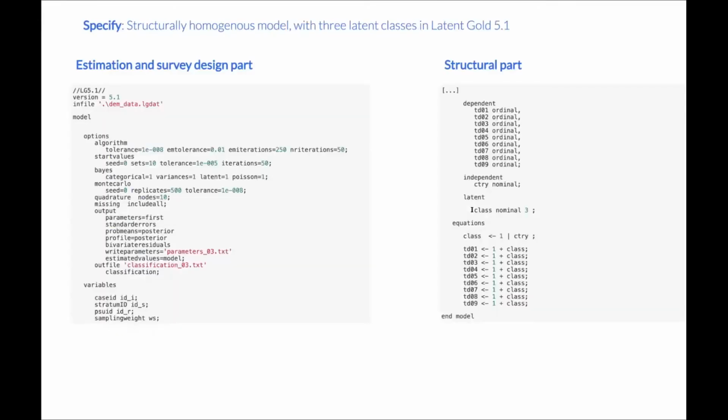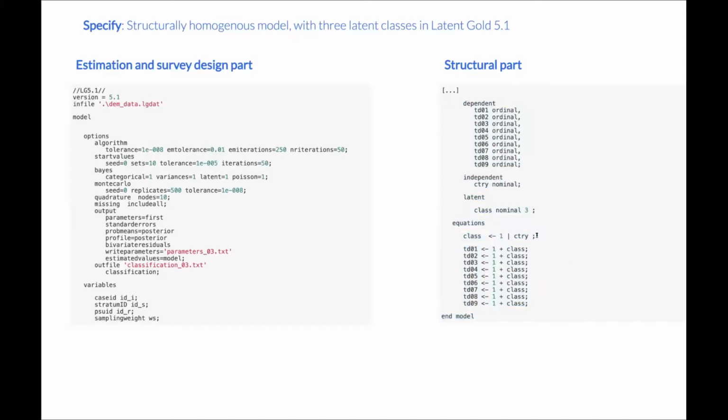So this is just an example of how these models can be fit and specified in two different software. One of them is Latent Gold. The first part is the settings that you could use to include the survey weights within the estimation. And then in the second window is the structural part.